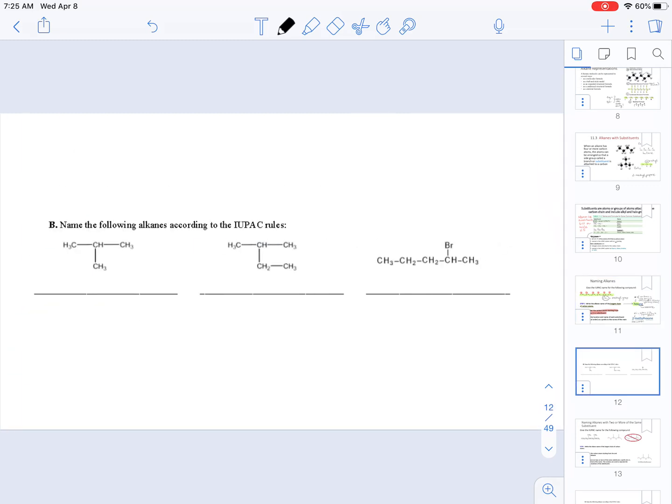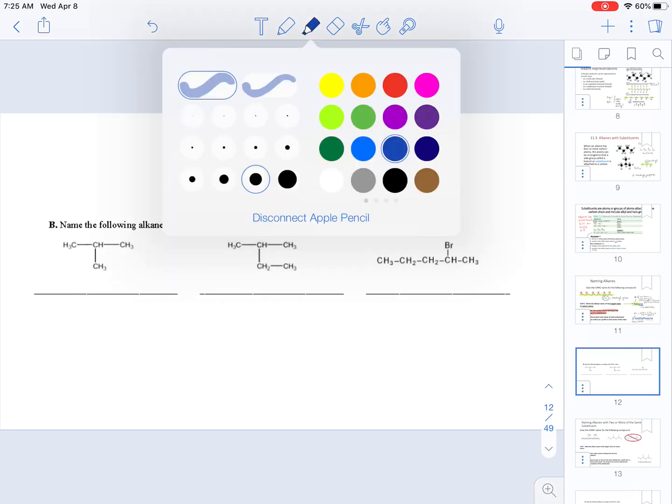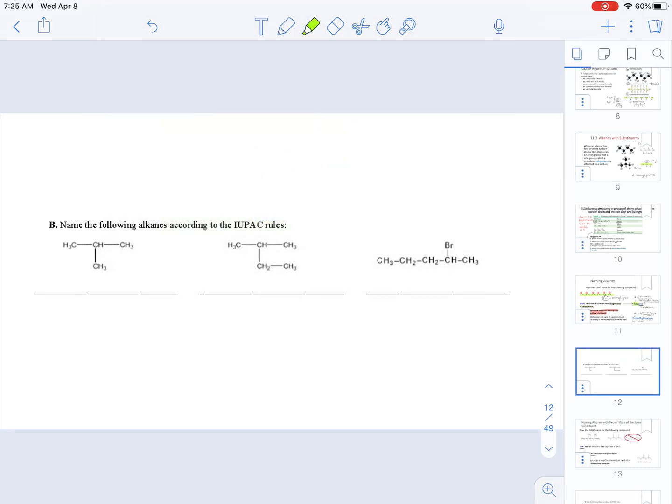Now we are going to go through the first 3 molecules that we have in Part B in our worksheet. I'm always going to use a highlighter to show the longest carbon chain. Then we are going to number this longest carbon chain to give the substituents the lowest number, and then we're going to write the name of the compound. As you can see, in the first molecule the longest carbon chain is going to be this one.